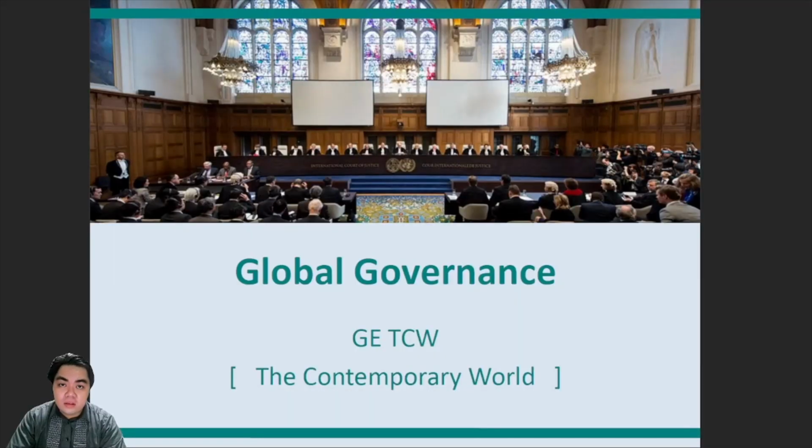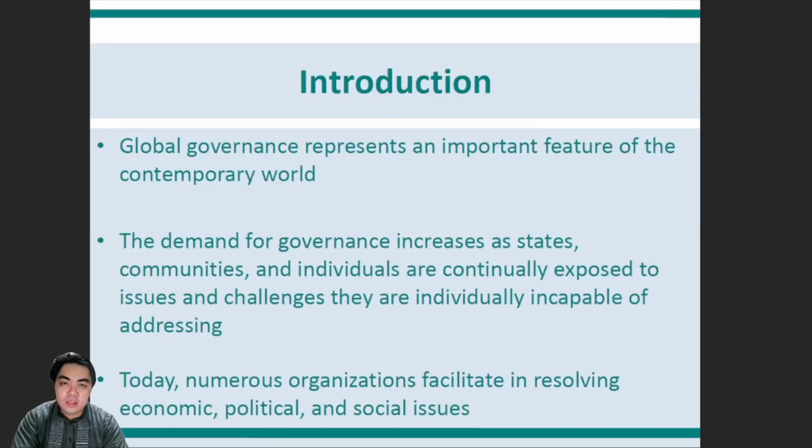Hello everyone, and welcome once again to another lecture in the contemporary world. For today's lecture, we're going to talk about Lesson 5, Global Governance. So to begin with, what is global governance in the first place? Well, global governance is a necessary and very important feature of our discussion here in contemporary world.